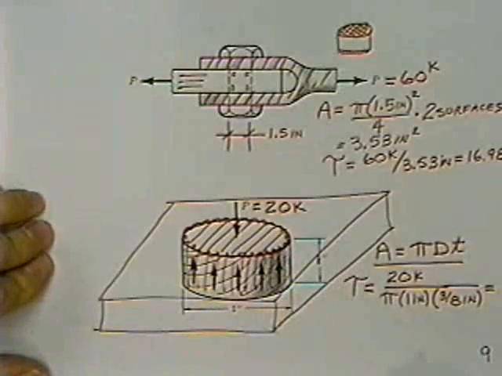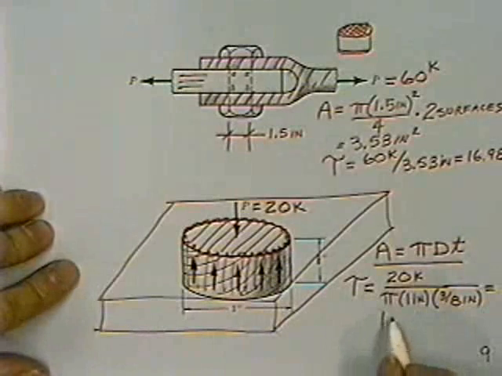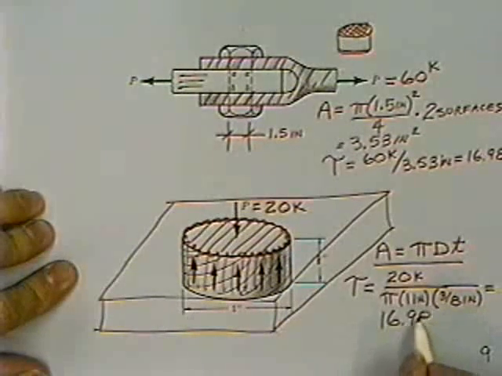Okay, and then that comes out, ooh, that's interesting. Another 16.98 ksi, mere coincidence.